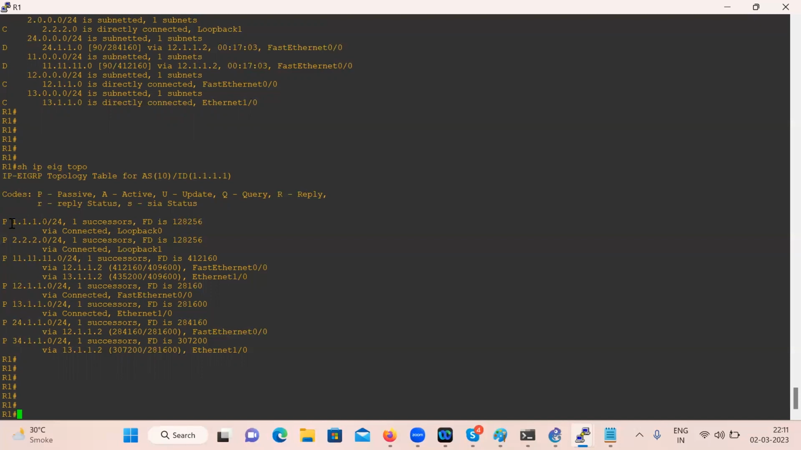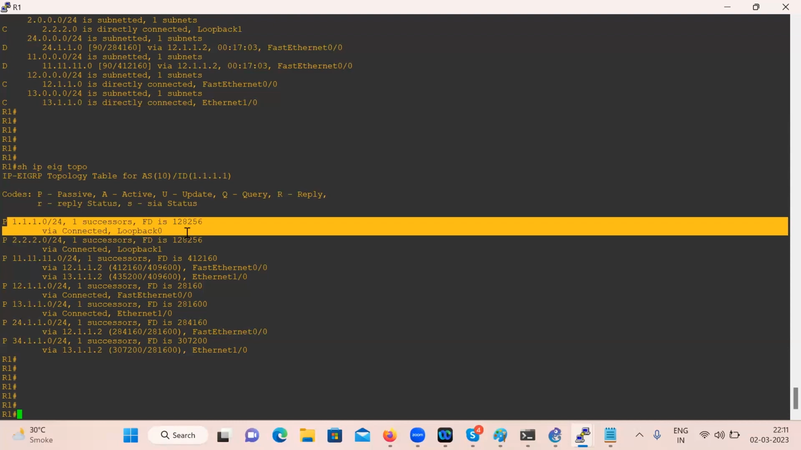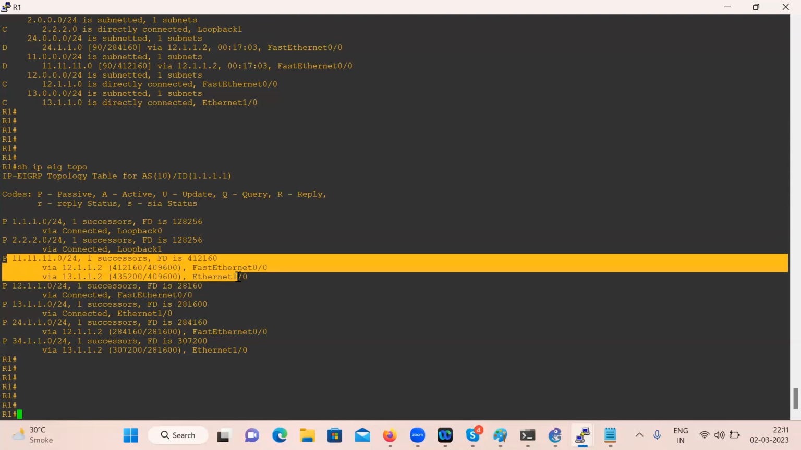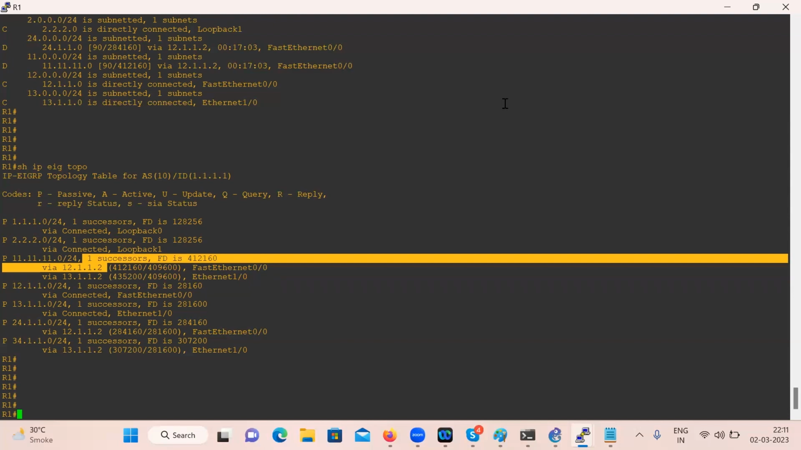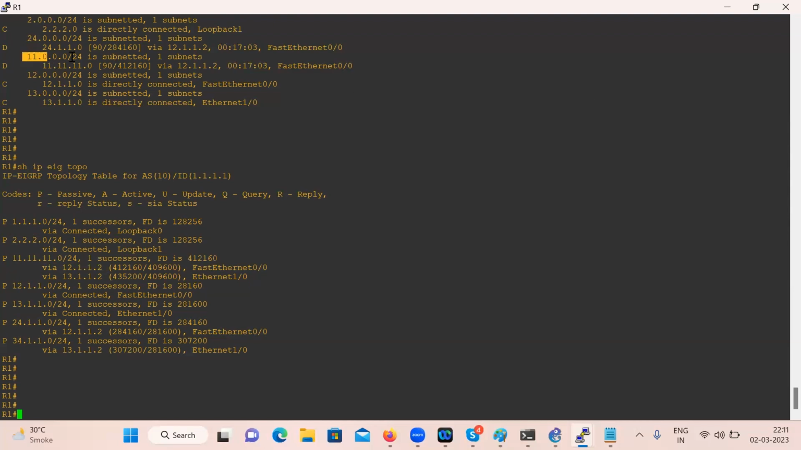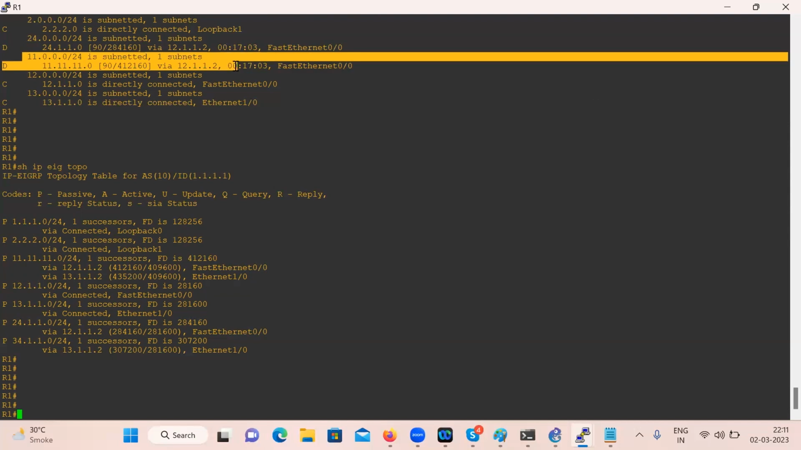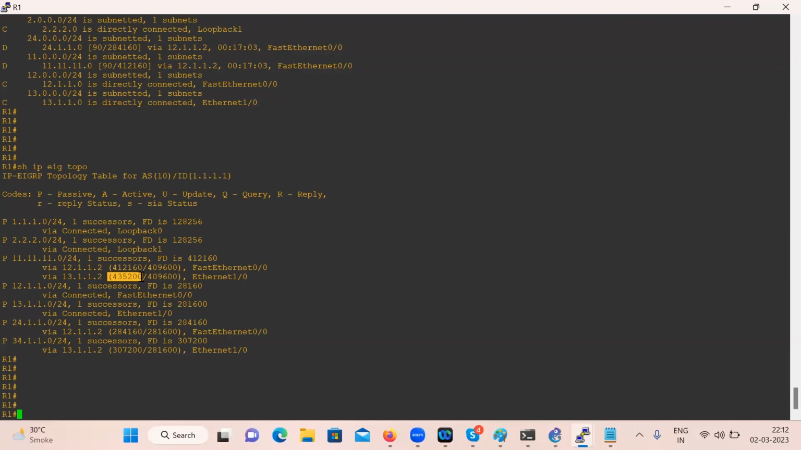So here how many best paths do you have? You only have one path, so it's showing you only one successor. Here you have a total of two paths, but only one is your successor. That is the reason why in the EIGRP routing table, against the 11.0 network, you can see only one path. 12.1.1.2 is my best path. You won't be able to see 13.1.1.2, because 13.1.1.2 is not your successor route. Why is it not your successor route? Because it is advertising a higher FD value, feasible distance value, as compared to the other.